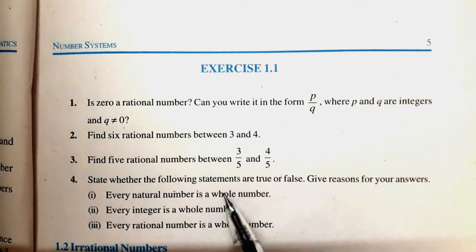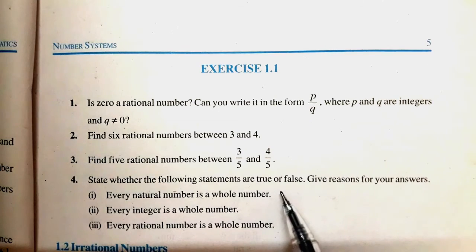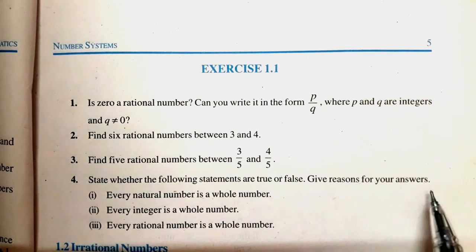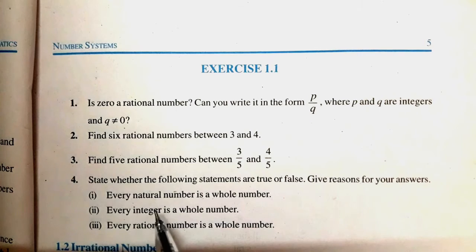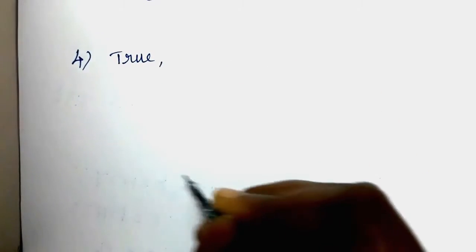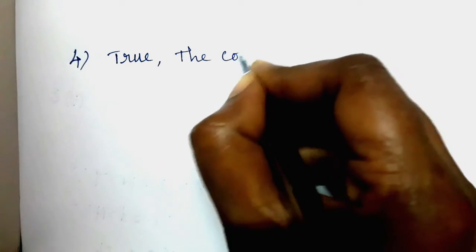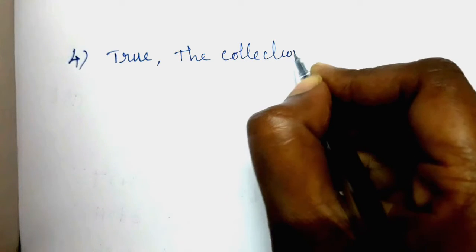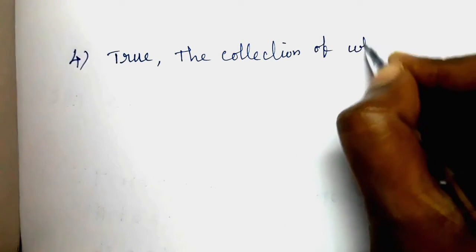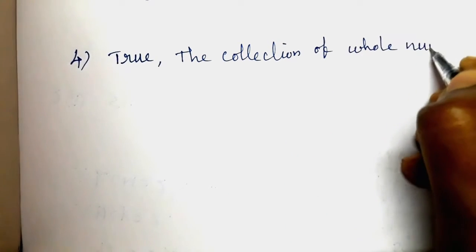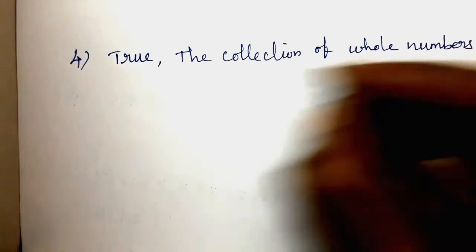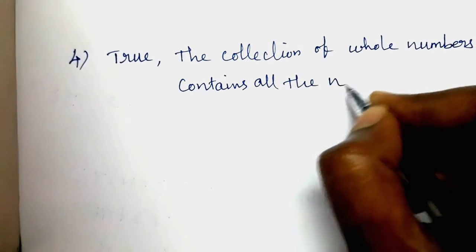State whether the following statements are true or false. Give reason for your answer. Sub-question 1. Every natural number is a whole number. Yes, it is true because the collection of whole numbers contains all the natural numbers. We can write here: the collection of whole numbers contain all the natural numbers.